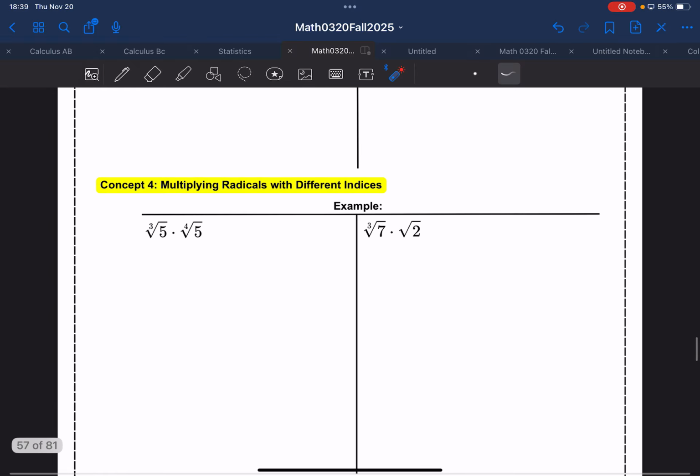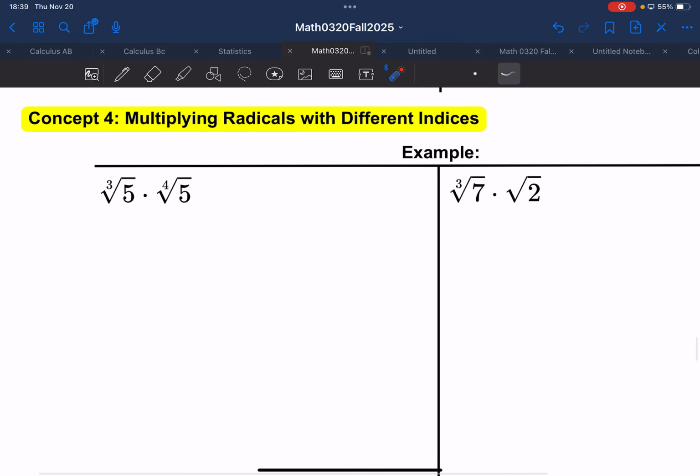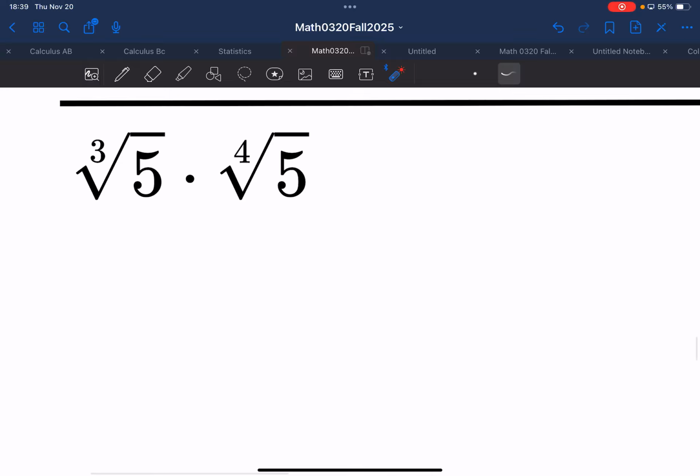We have our last two right here. This is the last concept, and it's multiplying radicals with different indices. And remember, indices is the different nth roots. So for example, we have the cube root of 5 times the fourth root of 5. Well, since they have different roots, we can't simply say this is the 12th root of 25, right? We can't just multiply. What we're going to have to do is convert this into an exponent.